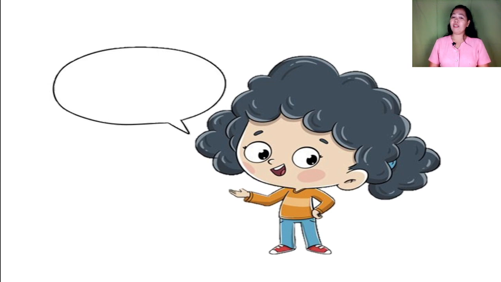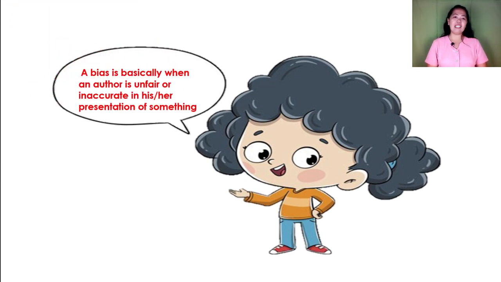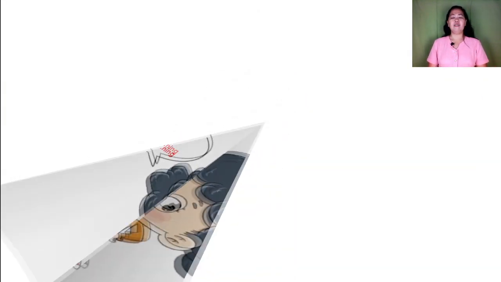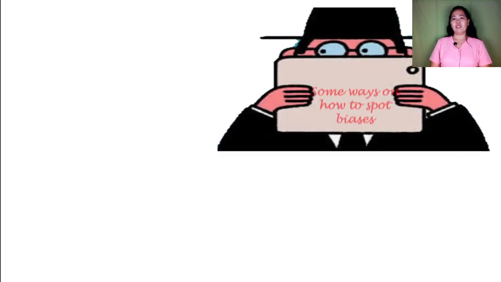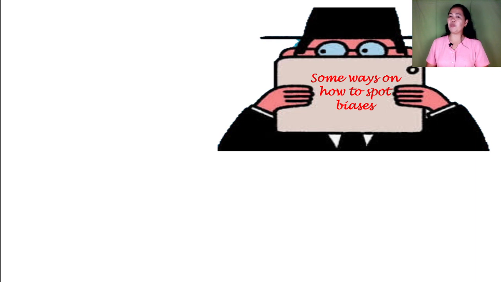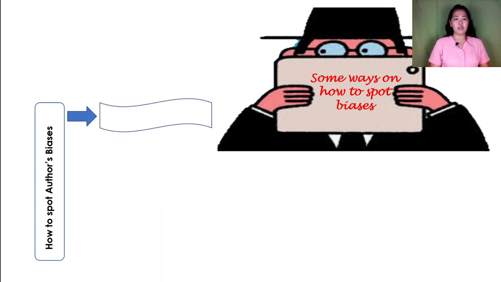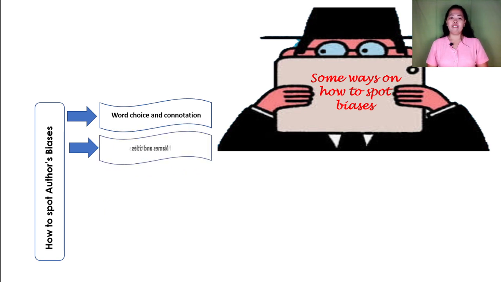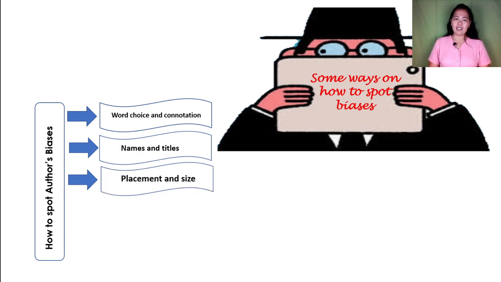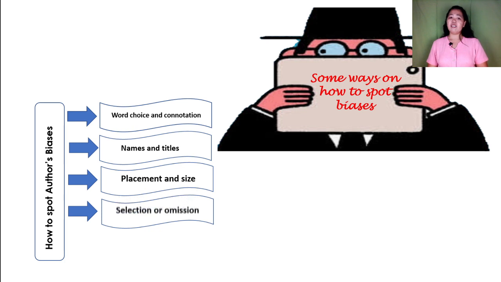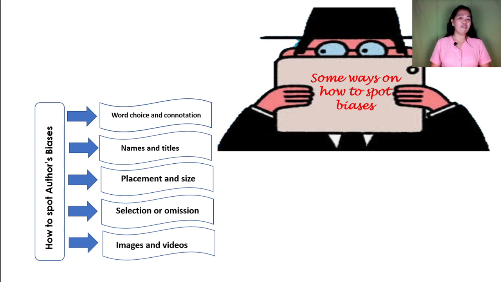Okay, to wrap it up, a bias is basically when an author is unfair or inaccurate in his or her presentation of something. We should also remember some ways on how to spot biases. So first, we have word choice and connotation. Second, we have names and titles. Third, placement and size. Fourth, selection or omission. And lastly, we have images and videos.